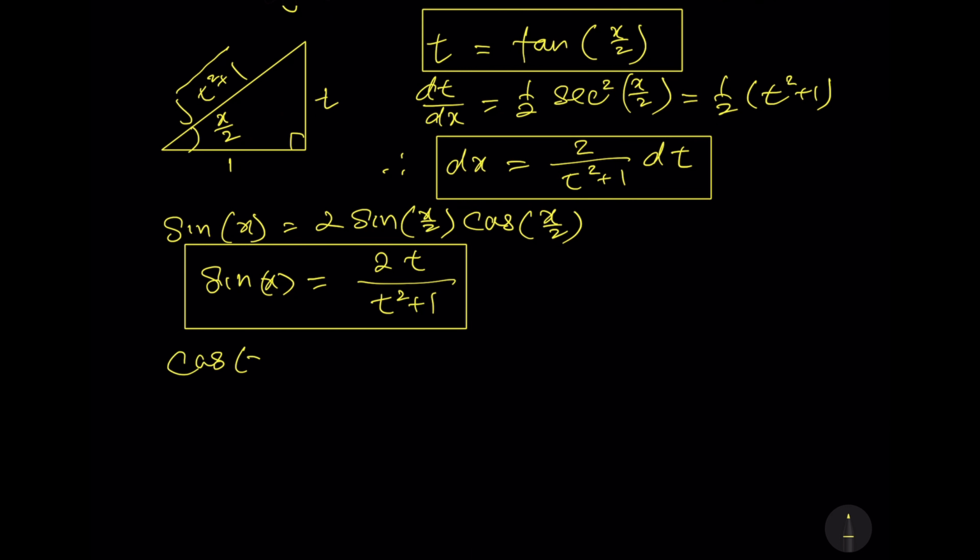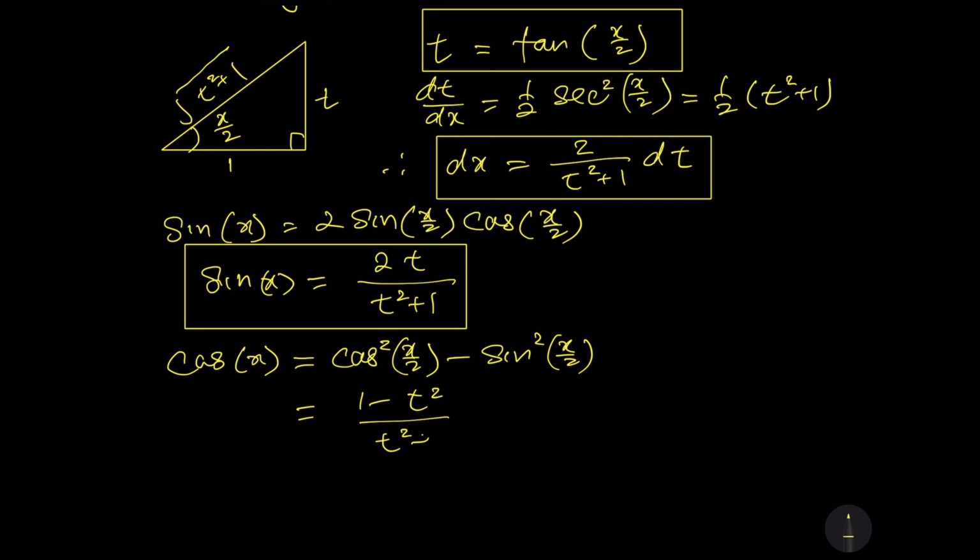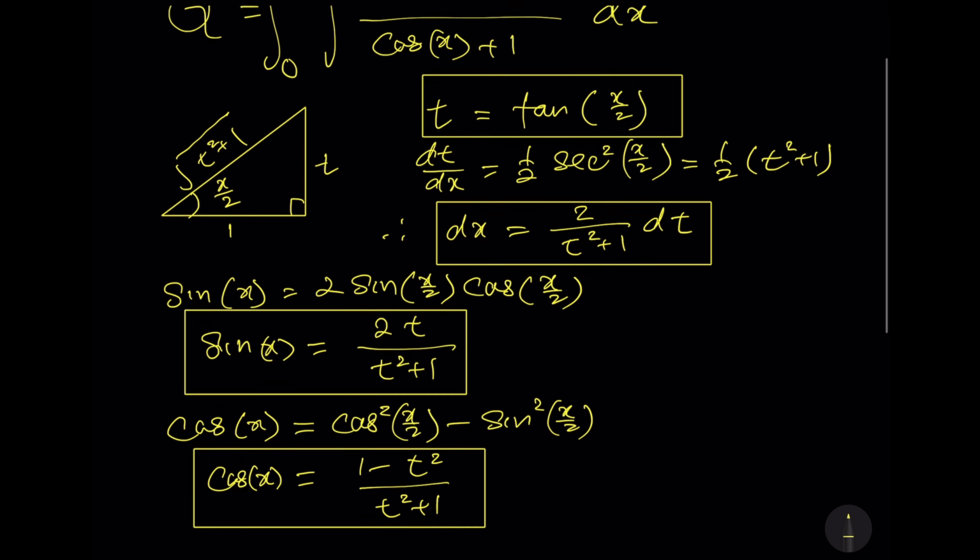From the double angle identity, we know cosine x equals cosine squared of x divided by 2 minus sine squared of x divided by 2, which equals 1 minus t squared divided by 1 plus t squared. This is the last equation we need for Weierstrass substitution. If possible, remember all of them for future use. Let's see the original question.